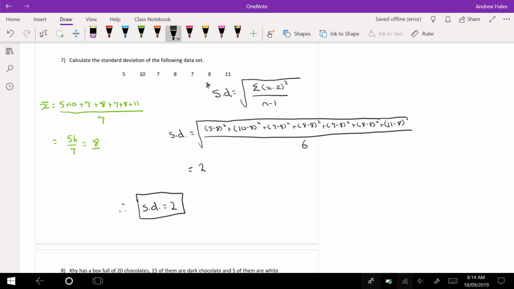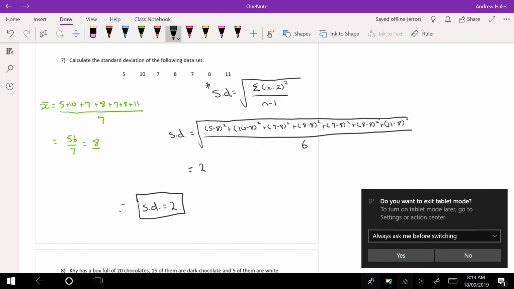So you always have to find the mean first. Take the mean from all the data entries and add that sum up, and then divide it by the number of data entries, take away 1.